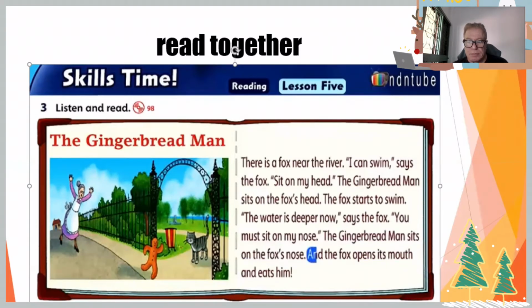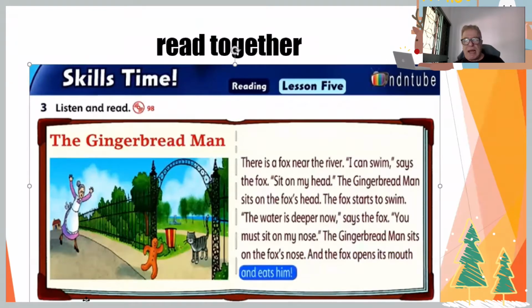Okay. And the fox opens its mouth. Say, and the fox opens its mouth. Again. And the fox opens its mouth. And eats him. Eat. And eats him. Yummy. Say, and eats him. Okay.